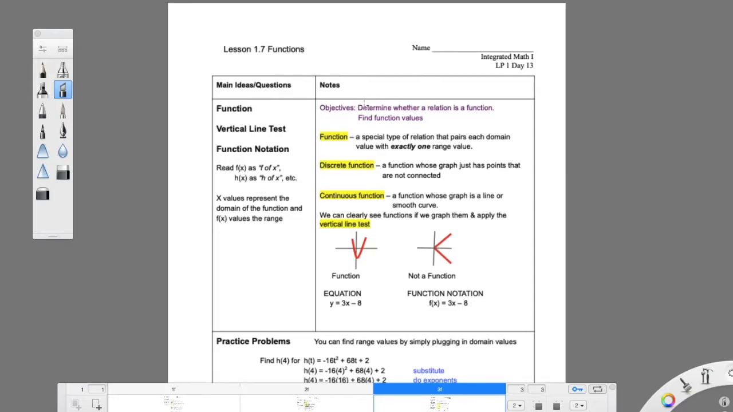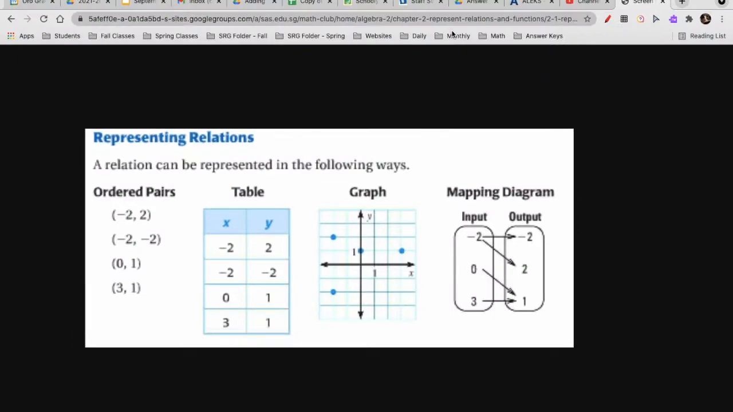So before we get too far here, I'm going to switch screens. I just want to review relations real quick. So this is the 4 ways to represent a relation. And remember, a relation is just showing a link between two pieces of information. I'm losing my train of thought, but it's literally just showing a relationship between the two pieces of information. So there's some kind of link between the two.